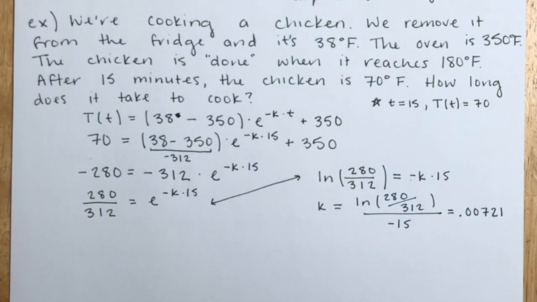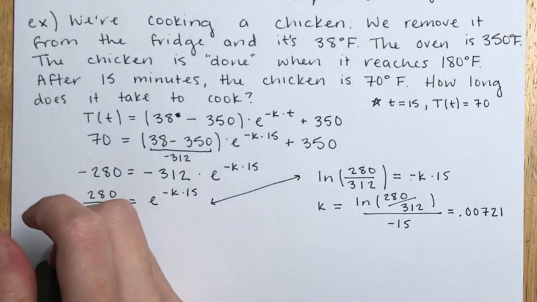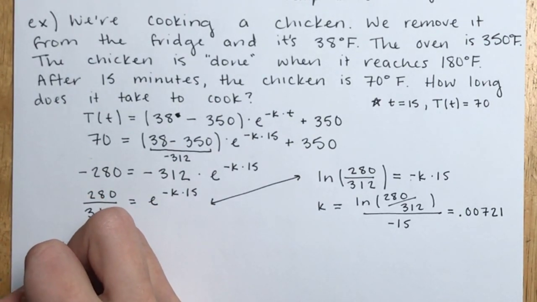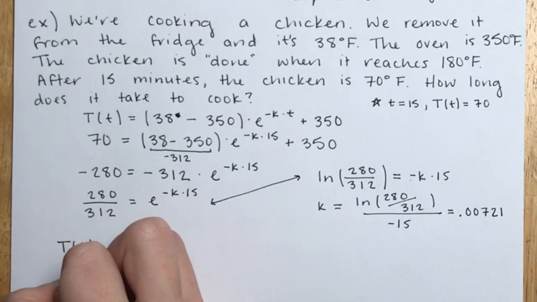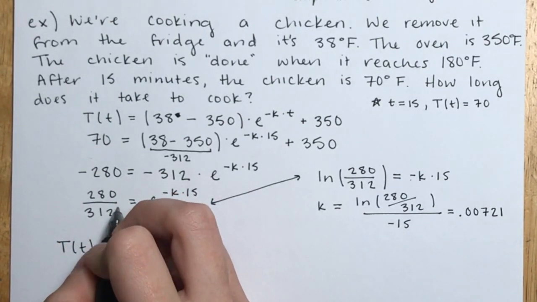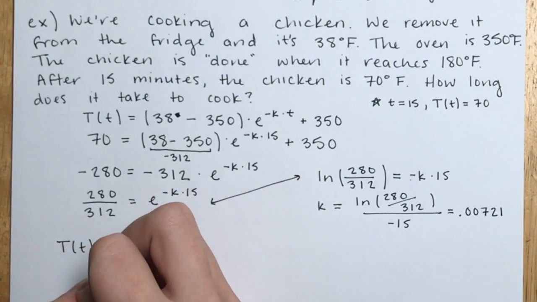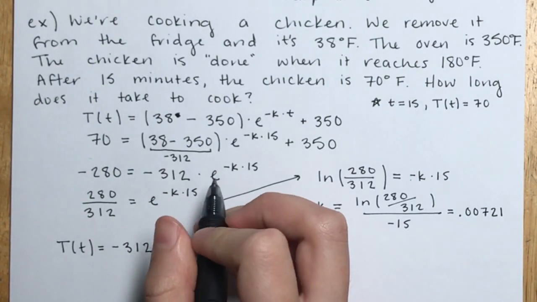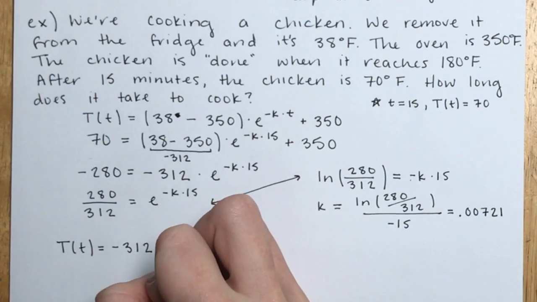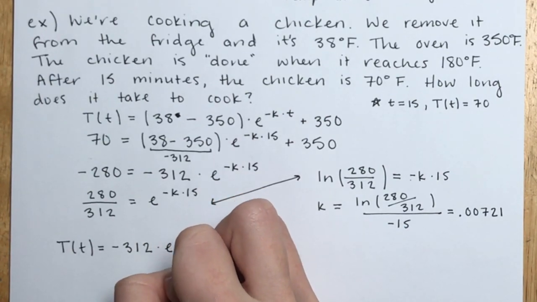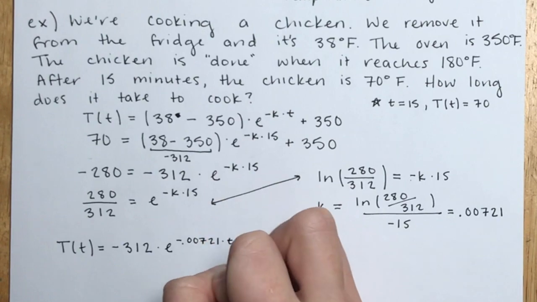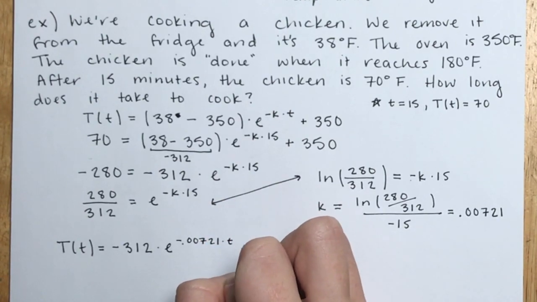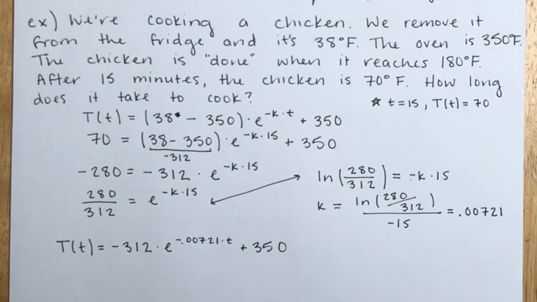Let's go ahead and write that formula out. So our whole formula here is this guy equals negative 312 times e to the negative 0.00721 times t plus 350. Okay, are we done?